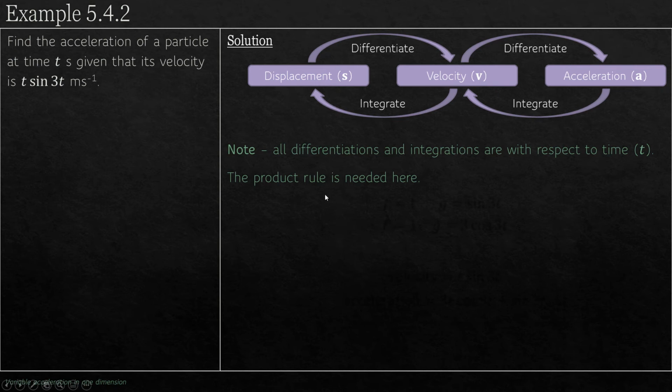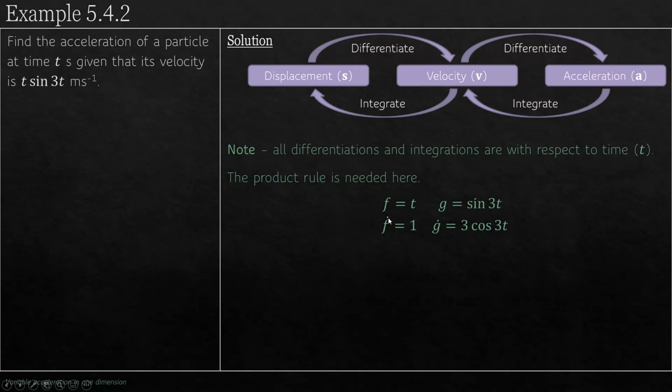Now, usually when I'm doing the product rule, I call one of the functions u and the other one v. I'm going to use different notation here because I don't want to cause any confusion or potential confusion with the v for velocity. So I'm going to call one of them f and the other one g. I've gone for letting t be f and let sine 3t be g. Then when you differentiate f, you get 1.